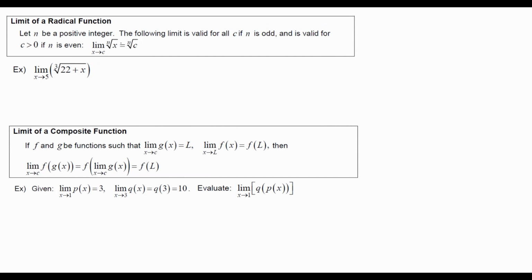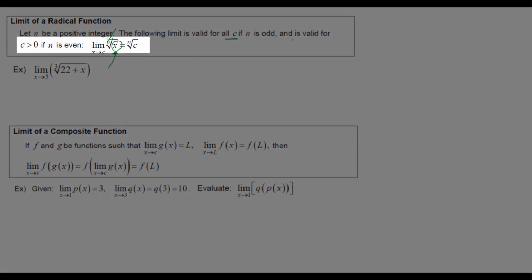You know that for radical functions, when your index is odd, your domain is all real numbers. So it's saying if your index is odd, you can plug any real number c into that radical function to find the limit. But when the index is even, we can only plug in a positive number as an input. Therefore, if n is even, you can only plug in x equals c as long as c is a positive number.